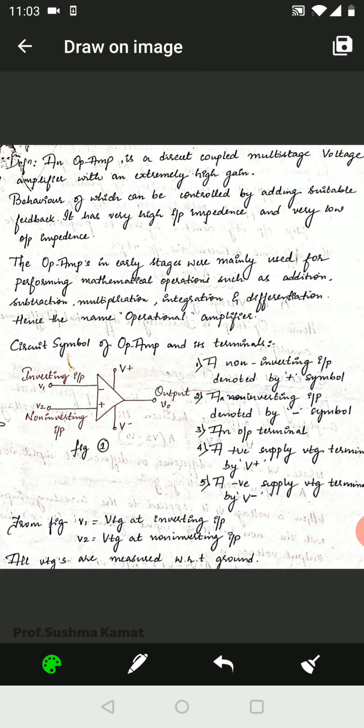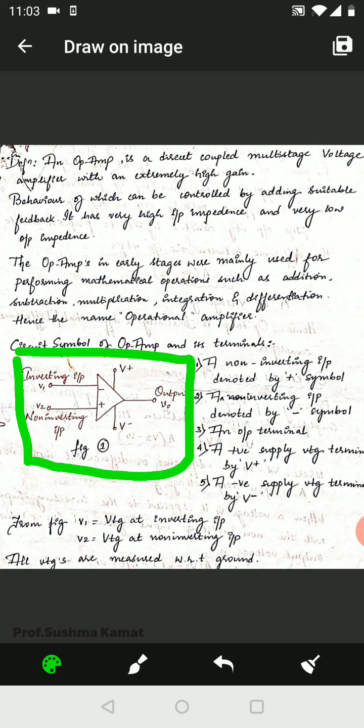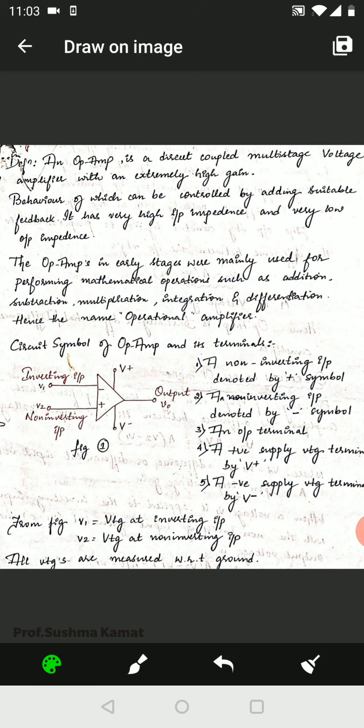Now let me show you the symbol for an op-amp, how the op-amp looks like. This basically is a symbol for an op-amp. When you see this particular picture, you will understand that op-amp has got two inputs. The first input is negative, the second input is positive. You can just interchange this also. There is no difference that it is going to make. You can make the positive up and negative down, then also it is absolutely okay.